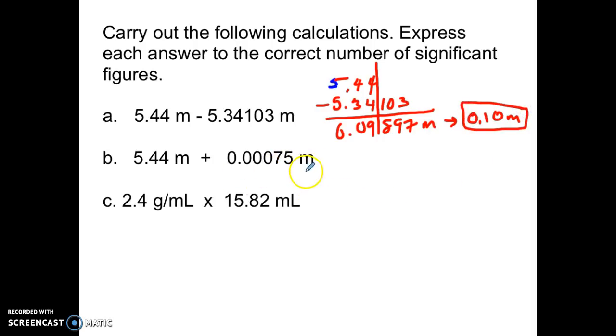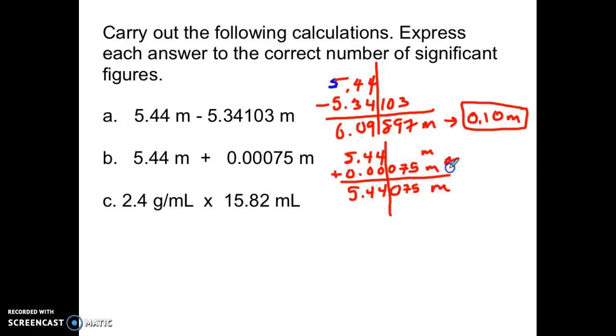Look at the second one. 5.44 plus 0.00075. When you put that in your calculator, you will notice, here I'm going to just line these up, 0.0075. Are you guys getting what's going to happen here? When we add these together, I'm going to get 5.44075 meters, and look at that.